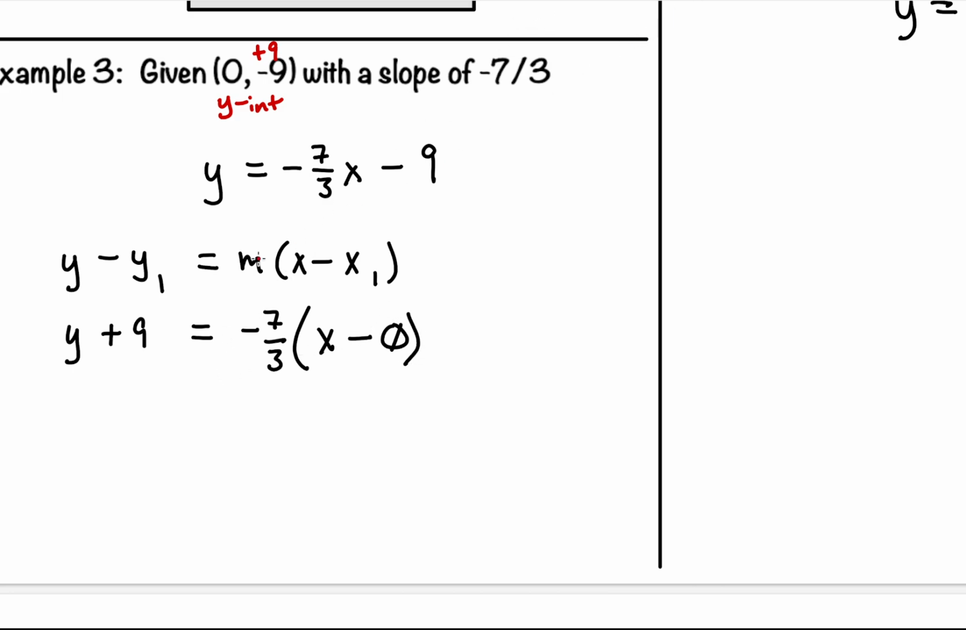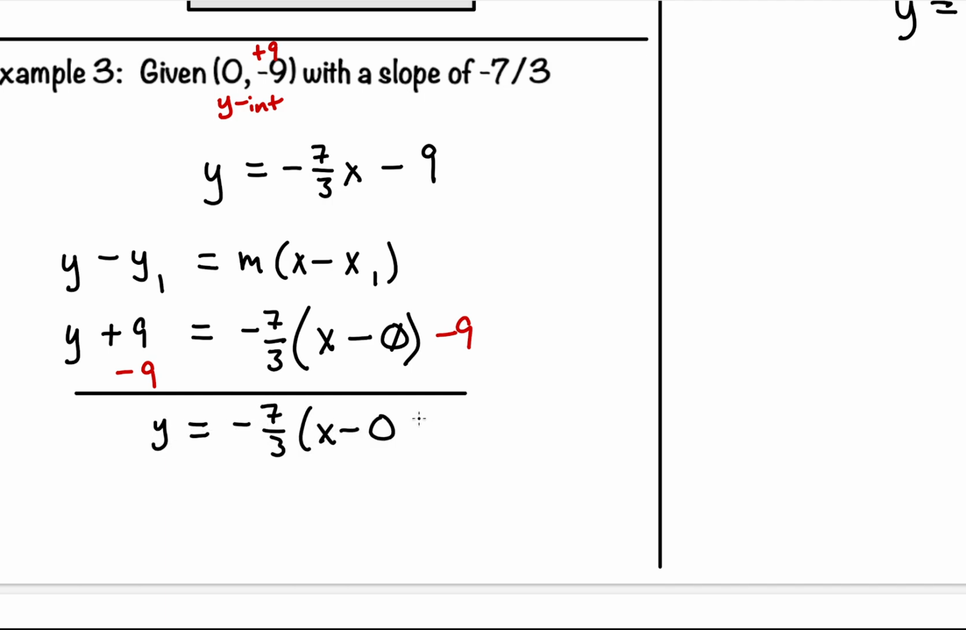Okay, next I'm going to subtract 9 from both sides. And we're going to be left with y equals negative 7/3 of x minus 0 minus 9. After that, we will distribute. We're going to end up with negative 7/3 x. Negative 7/3 times 0 is just 0, so we can drop it off, minus 9.